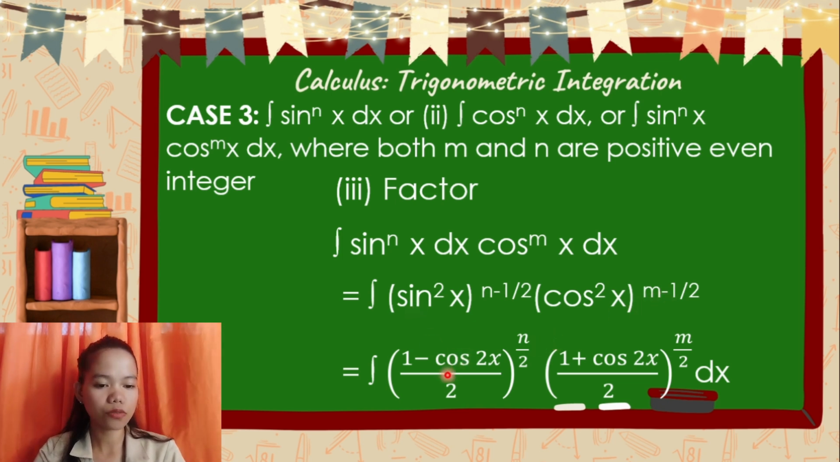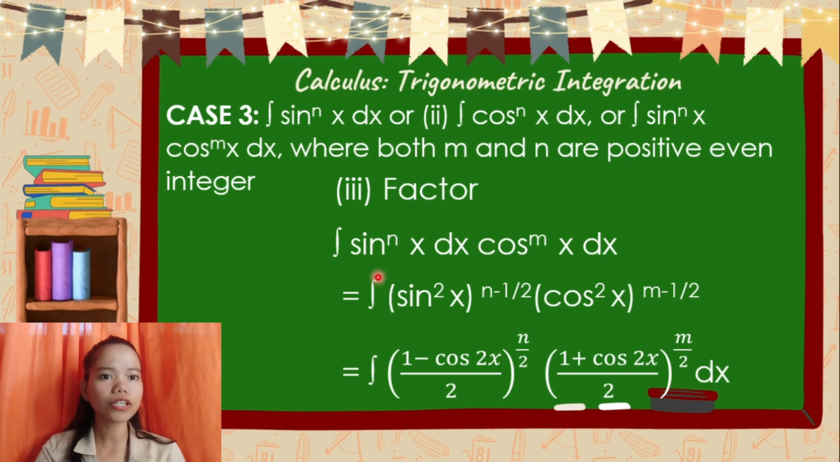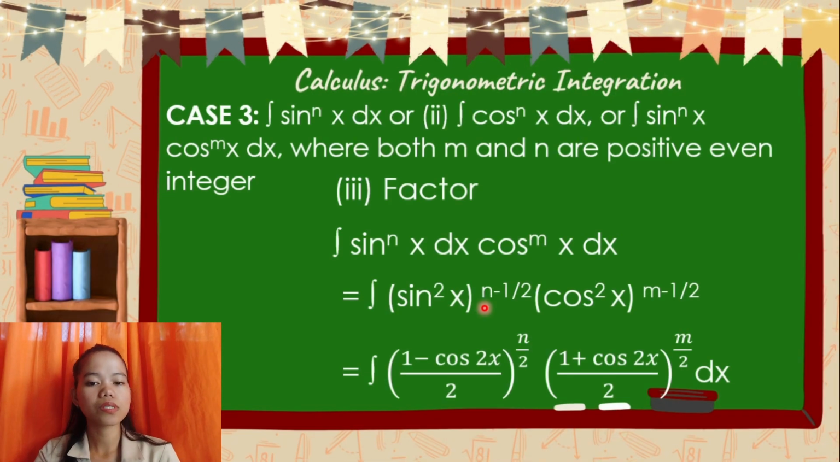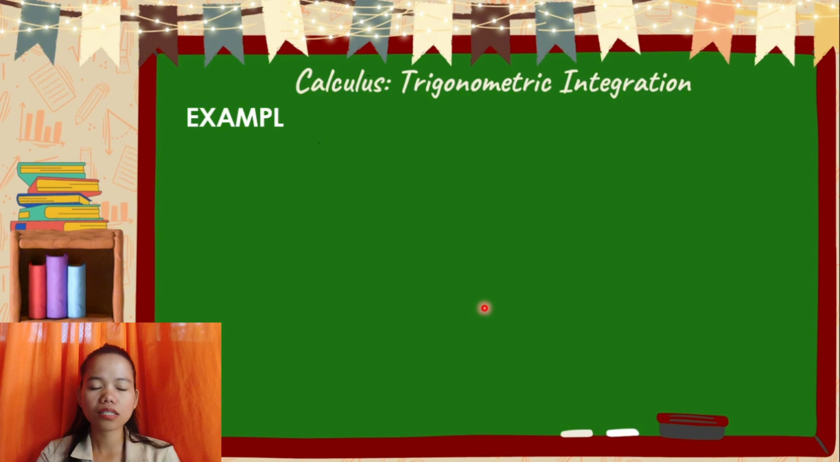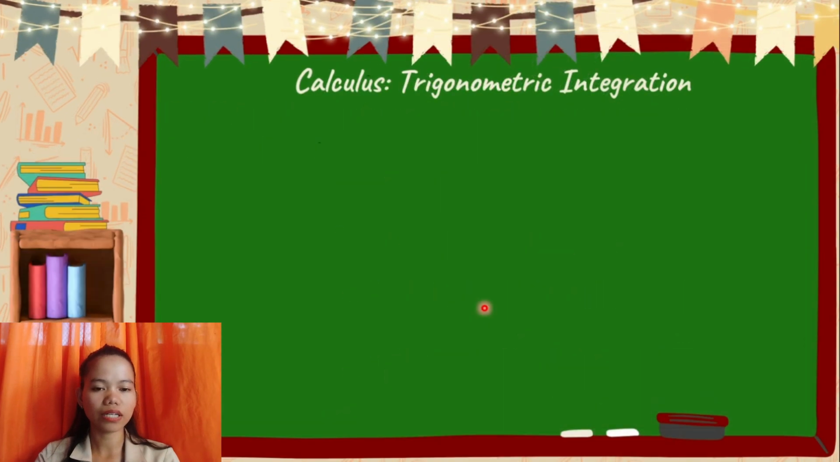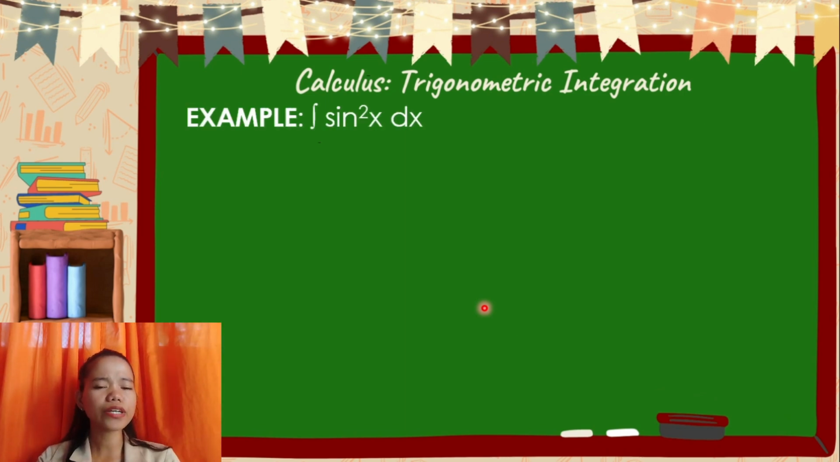So we apply for the sine squared of x and cos squared of x the half angle identity, which is projected right here. To further understand what I am saying regarding case number 3, in which the sine raised to the power of n of x times cos raised to the power of m of x dx, where both m and n are positive integers, let us have an example. This one is a very easy example. Let's say the integral of sine squared of x dx.